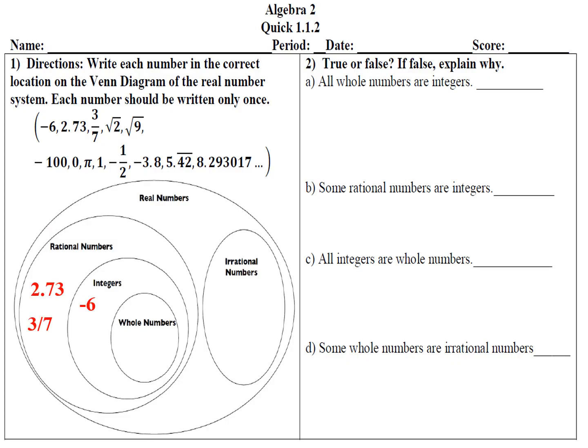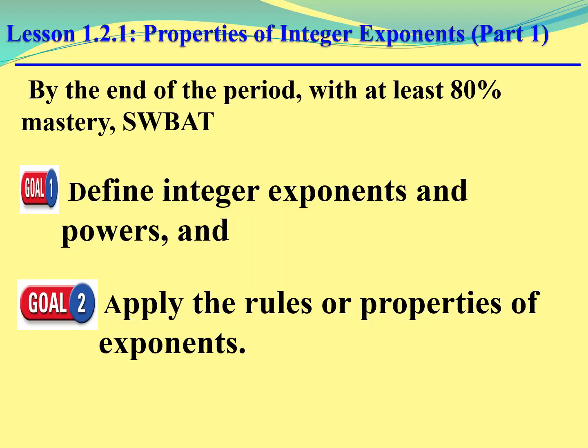At the end of the 5-minute period, discuss the bell ringer with students' participation. Then present this lesson. Lesson 1.2.1 Properties of Integer Exponents Part 1. By the end of the period, with at least 80% mastery, students will be able to define integer exponents and powers, and apply the rules or properties of exponents.